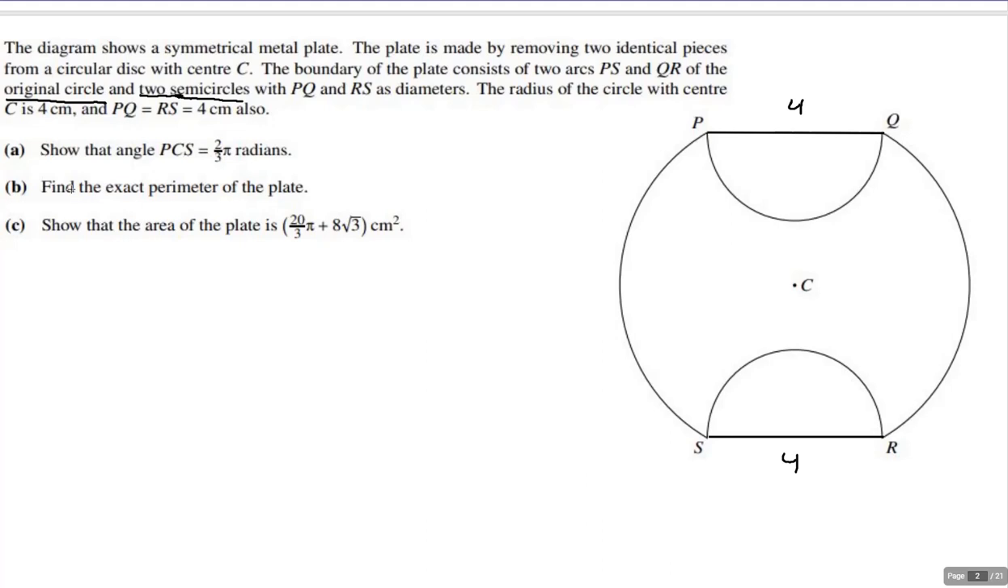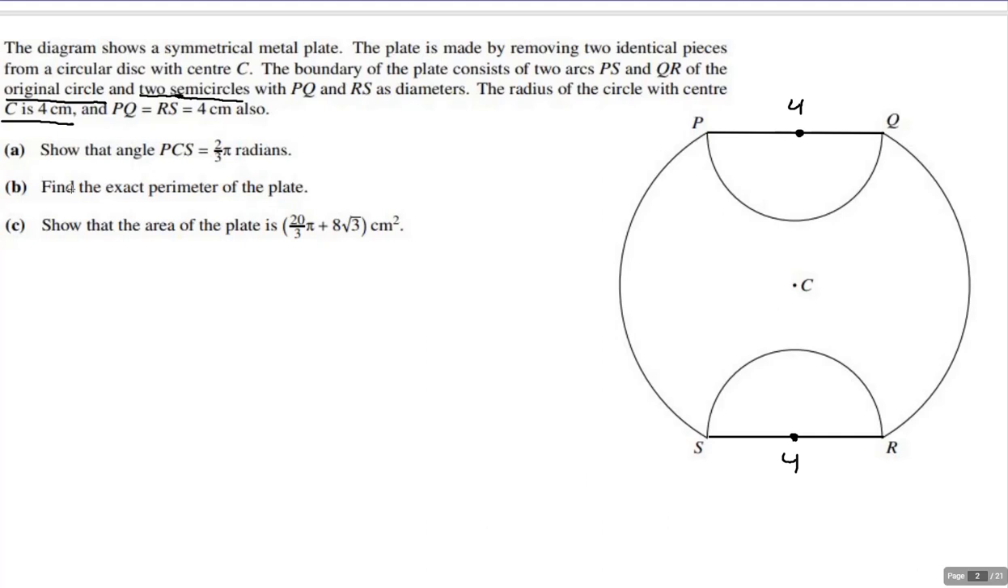So we've got this round plate. We've taken away two semicircles. So again, this is a semicircle. That would make this a center point, and this a center point. And see, now I can determine this radius is 2, and this radius is 2. And it says that the radius of the circle with the center C is 4 centimeters. Now at this point it doesn't seem clear where I can put that 4. They've already told me that PQ and RS are equal to 4, so we've already labeled that.